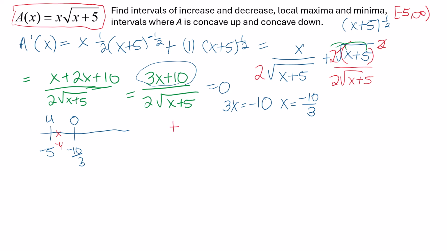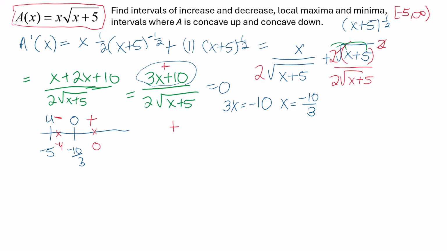And -4 times 3 is -12. So that's going to be more negative than the plus 10, so the numerator is going to be negative. So right in between here is going to be negative. And now let's just put in 0. So with 0, the denominator is positive, the numerator is also positive, and so it's positive there.